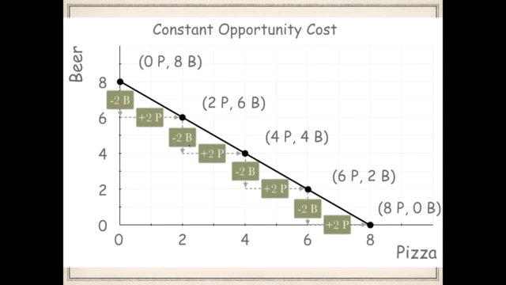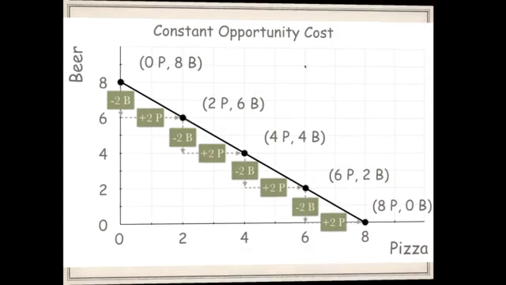So the ratio of beer lost in order to gain pizzas is the same. Every time we want to gain 2 pizzas, we need to give up 2 beers, and that's the same regardless of where we are on the production possibilities frontier. So therefore, it exhibits constant opportunity cost.